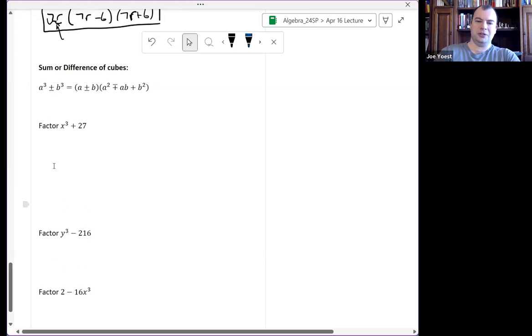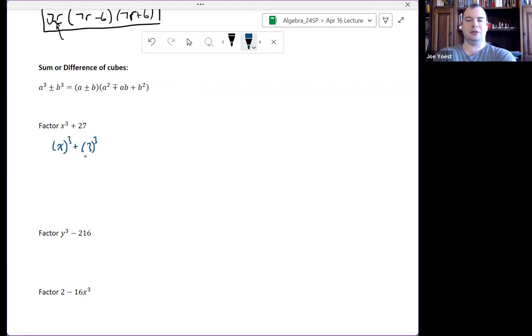So an example would be something like x cubed plus 27. I see that this is x cubed plus, and 27 is 3 cubed. It might be good to know the cubes up to maybe 5 cubed. So 1 cubed is 1, 2 cubed is 8, 3 cubed is 27, 4 cubed is 64, 5 cubed is 125. They might be good ones to know that might come up in these sum or difference of cubes problems.